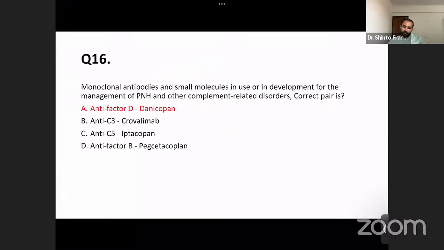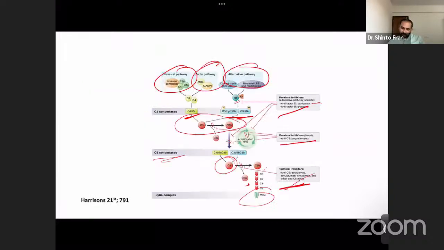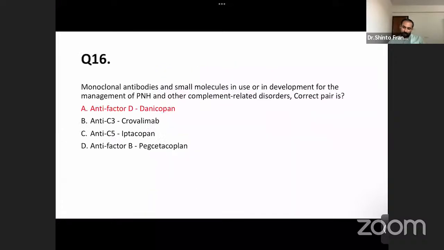Here, anti-factor D: you can see danicopan is this one. Okay, the correct pair is what they have asked. The other options have been incorrectly matched.